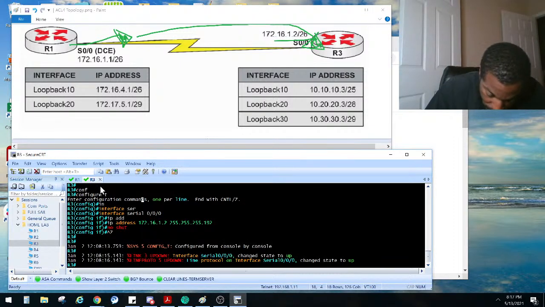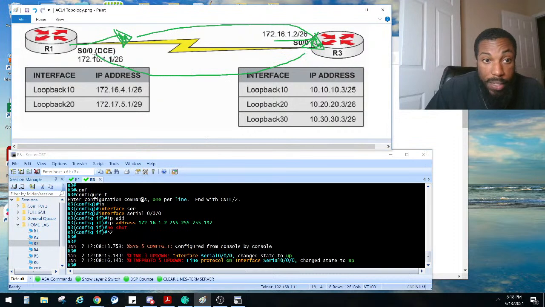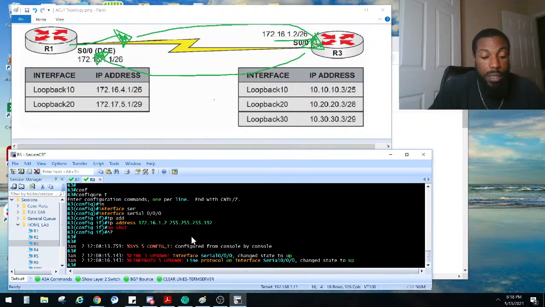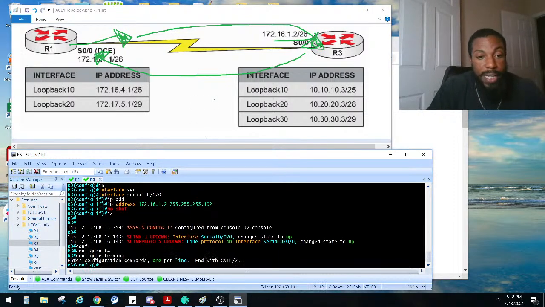Let's do the same thing with router 3. I think he says right after that, he says also configure a static default route on router 3 pointing to router 1. So we got to do the same thing, but going the other way around. Again, that's bidirectional traffic, bidirectional routing. I know I said that a million times already in the last couple of streams.